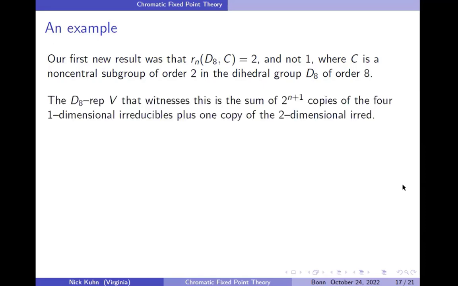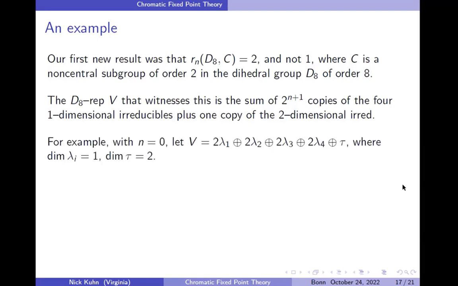So here's what it is, in general. The representation V that witnesses this is: you have 4 one-dimensional representations, you take a whole lot of copies of each one, and 1 copy of this one extra 2-dimensional representation. Let me just say what happened when n equals 0. When n equals 0, you have 4 one-dimensional representations, and you take 2 copies of each. This is taking the dihedral group and modding out by the center. It's a C2 cross C2, so you have 4 different projections onto C2, 4 one-dimensional representations there.